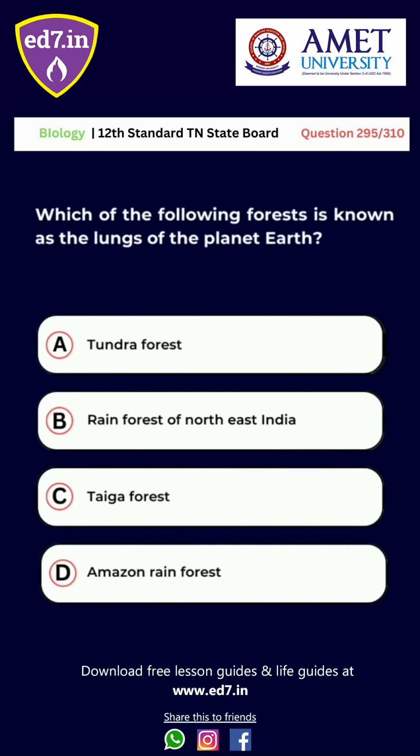A. Tundra forest. B. Rainforest in Northeast India. C. Taiga forest. D. Amazon rainforest. The right answer for this question is option D, Amazon rainforest.